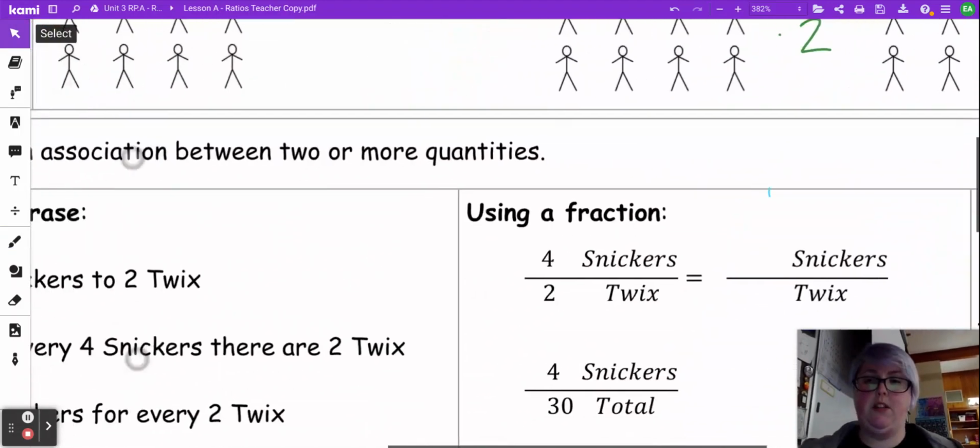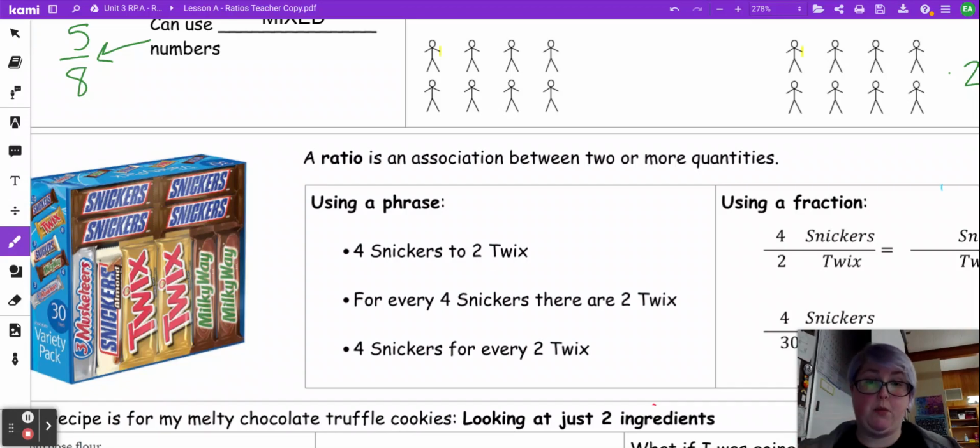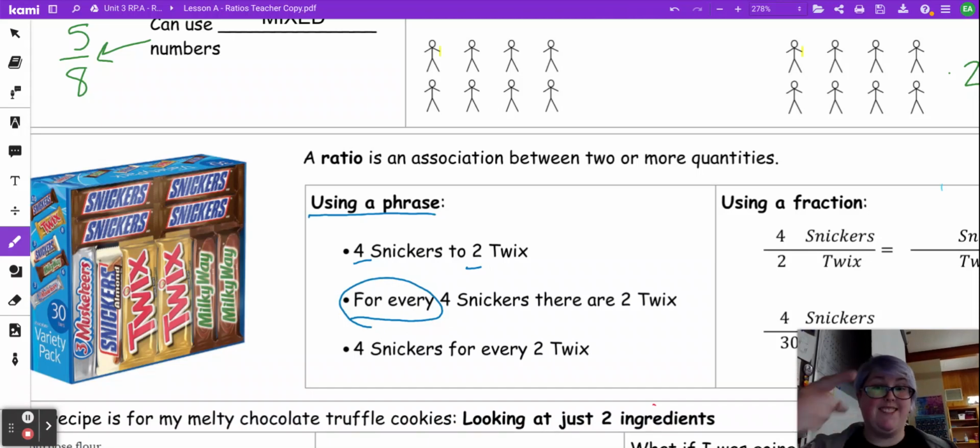Now we are going to look at another example. There are 3 different ways to write a ratio. Number 1 is to use a phrase, describe it with words. So there are 4 Snickers to every 2 Twix. So we're still labeling different things. Much like our video that we watched, our rap, for every 4 Snickers, there are 2 Twix. And 4 Snickers for every 2 Twix. These are 3 different ways to say the same thing, to use the phrase to compare the amount of Snickers to the amount of Twix.